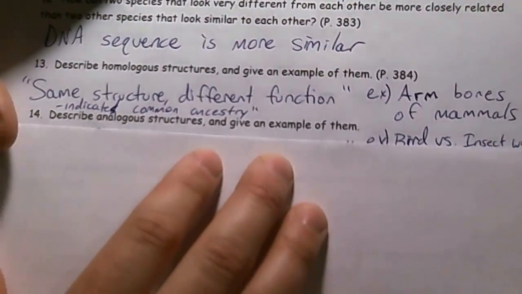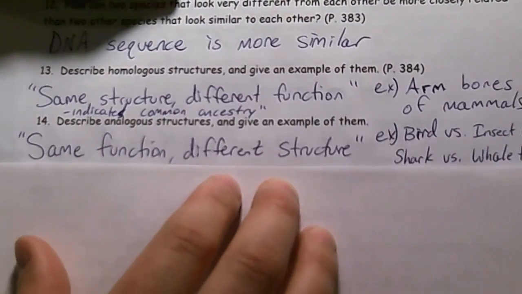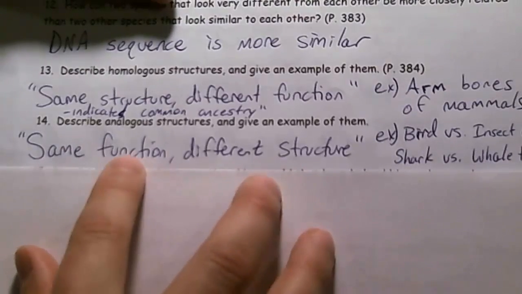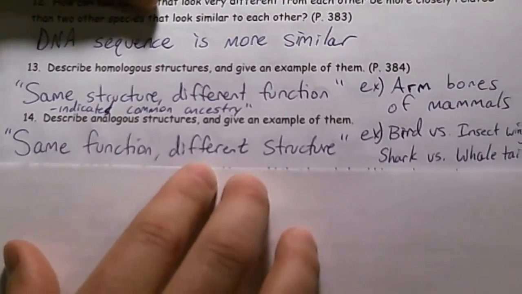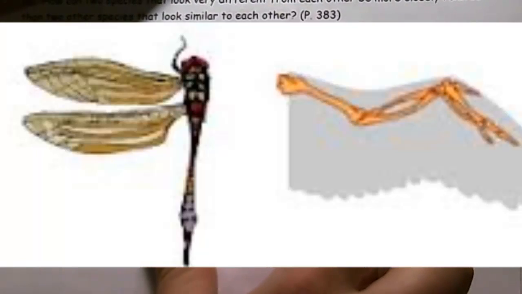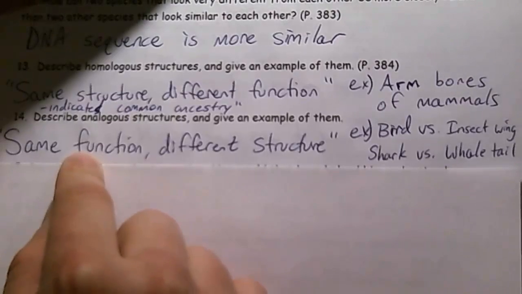Describe analogous structures and give an example of them. Well, analogous structures are sort of the opposite of homologous structures. Analogous structures are where we have the same function but different structure. So if we compare, for example, a bird wing and an insect wing, both of those things are structured in different ways. Insects don't have bones, but birds do. And what do those both have in common? They both have a very similar function, and that function is to fly.